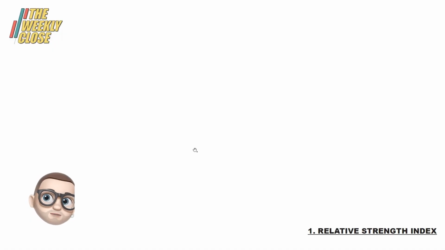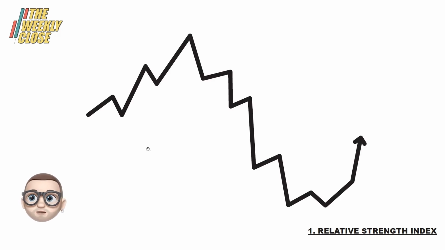strength index. Now, the relative strength index is commonly known as the RSI and is a momentum indicator that measures the speed and change of price movements to evaluate overvalued and undervalued conditions.